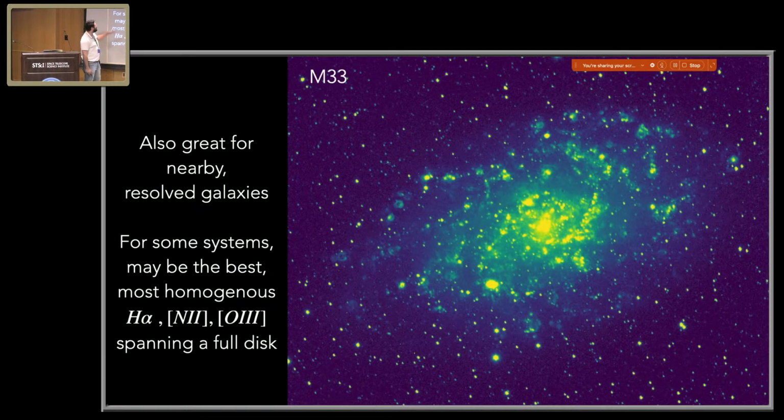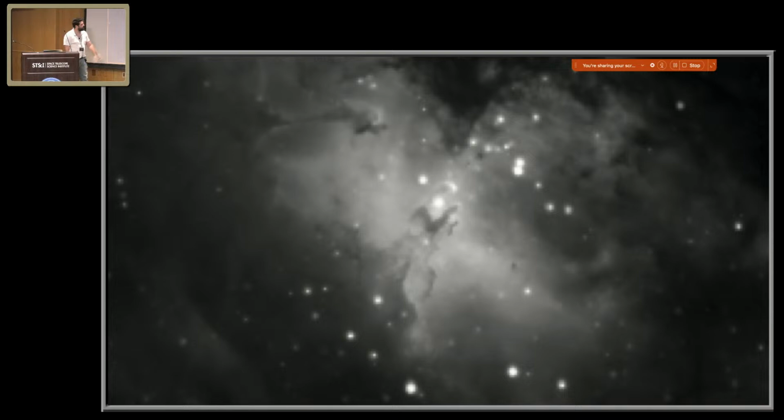I just want to end by pointing out that we're building this instrument to go after the faintest kind of emission that's been seen. But the optical setup is great for resolving the disk of nearby galaxies. And if this is of interest to some people, we can actually create very homogeneous, very well characterized maps in these emission lines. We can go even closer.